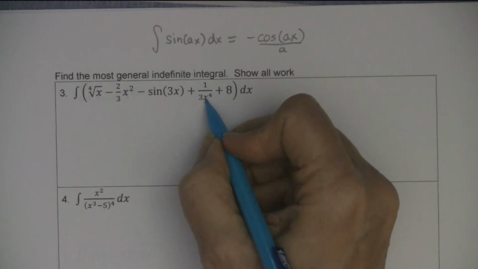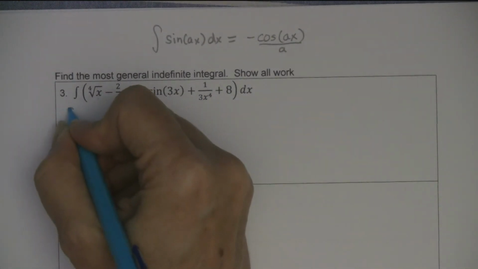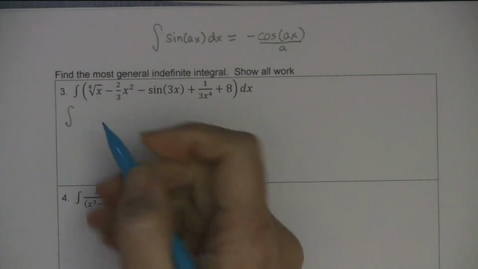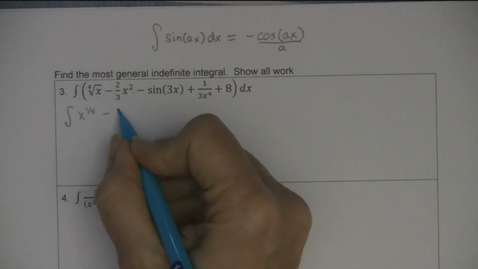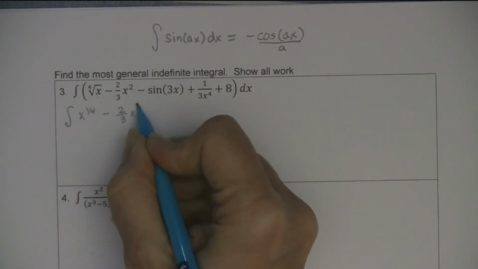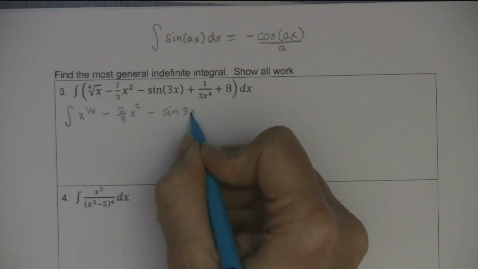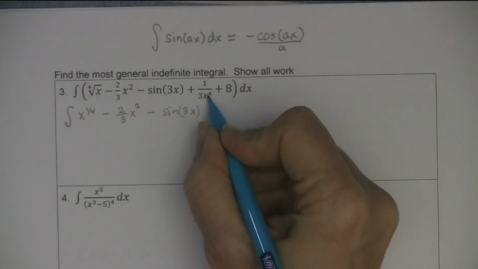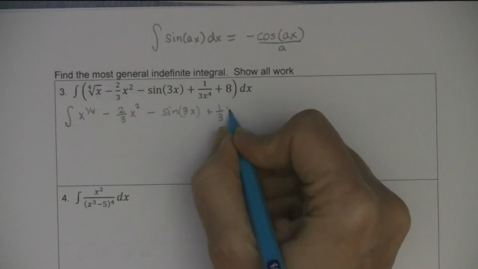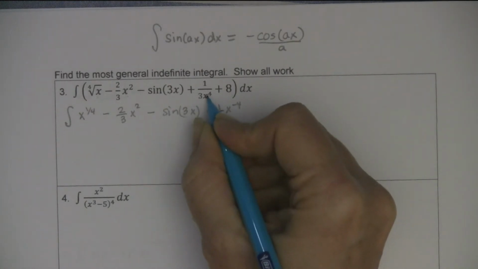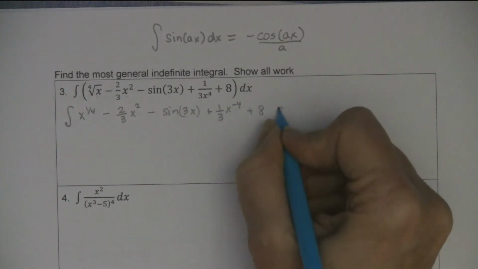I would write this so that I could use the power rule, and then this is all perfect. So this is x to the 1/4 minus 2/3 x to the 2nd, and then minus sine of 3x. So all this is perfect. And then this one I have to fix up. So this is plus 1/3, and then this is x to the negative 4, right? And I don't want to put the 3 out of the denominator, plus 8 dx.